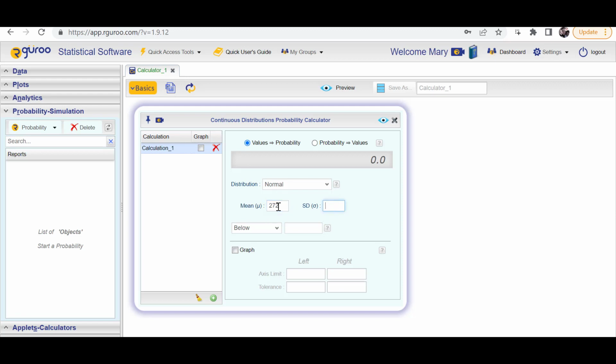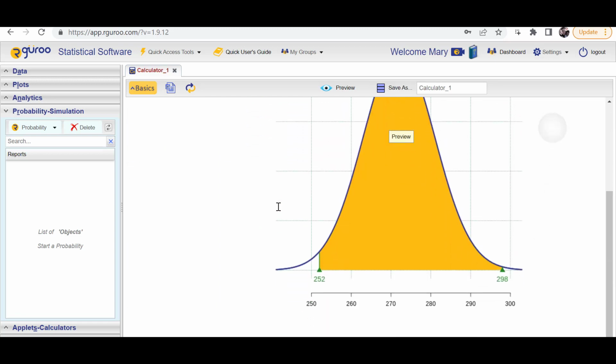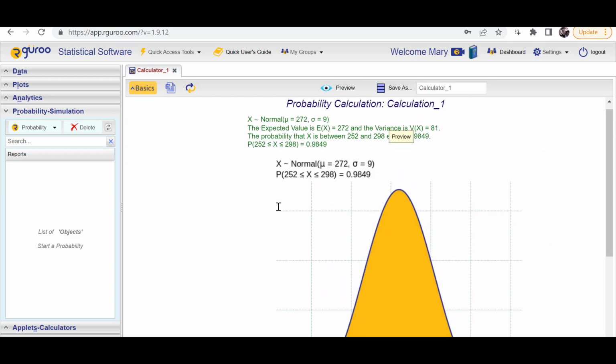And the standard deviation was 9. And we're seeing if it's between. So we would click between, and then lower tail you would put 252. And upper tail we would put 298. And then graph and preview, and you can see the shading is in between, and the area is 0.9849. So it is that quick. The calculations are that quick.